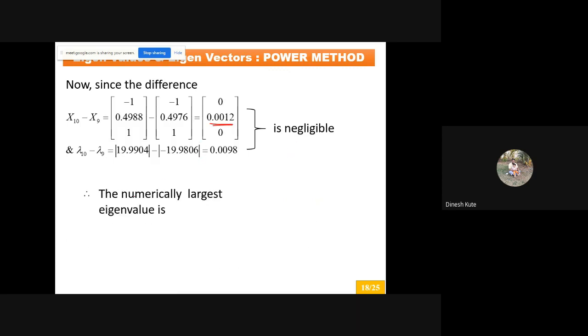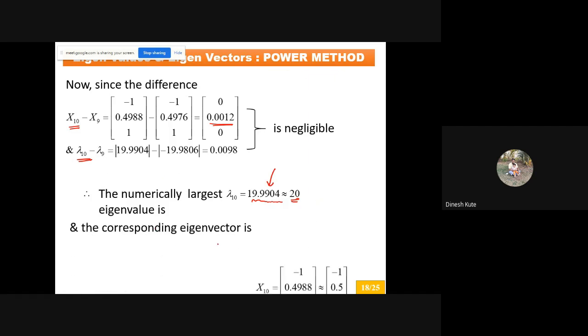So the largest eigenvalue is actually lambda 10, and the corresponding eigenvector is x10. Lambda 10 is 19.9904, which is nearly equal to 20, or you can keep this value as it is. The corresponding eigenvector is minus 1, 0.4988, which is nearly equal to 0.5. So this is the power method from which you will get the largest eigenvalue and eigenvector. But there are some conditions under which only you can apply this power method. Otherwise you will not get this convergence.